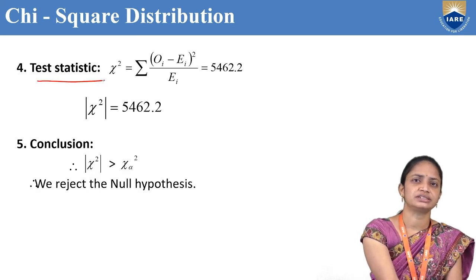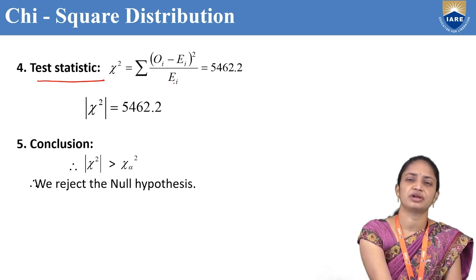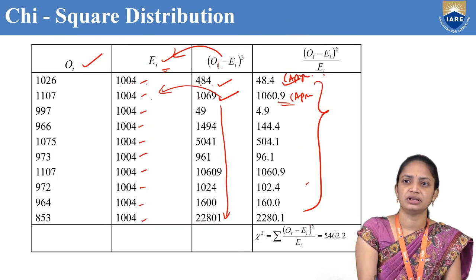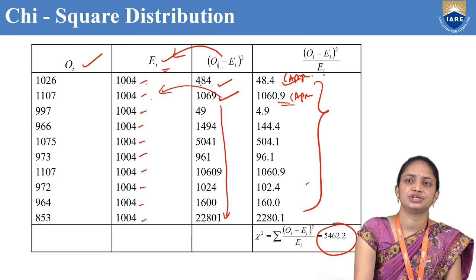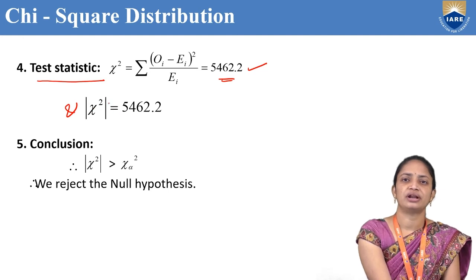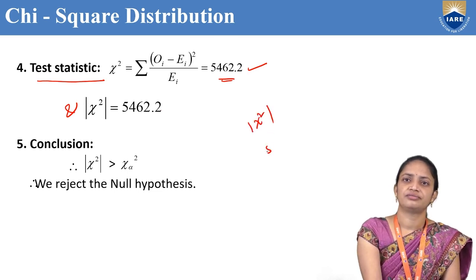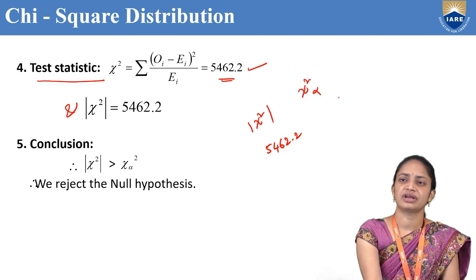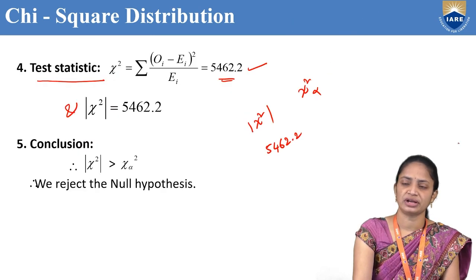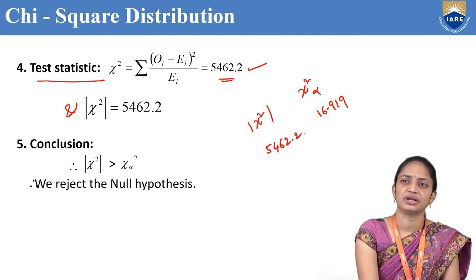Next, coming to the test statistic. Here we have to use the formula chi-square equal to summation (OI minus EI) whole square by EI. Already we have solved it in the table, that value is 5462.2. But we need to take the modulus value. So modulus of chi-square is 5462.2, and the chi-square alpha value is 16.919. Is 5462.2 greater than 16.919? Yes. So mod chi-square is greater than chi-square alpha.